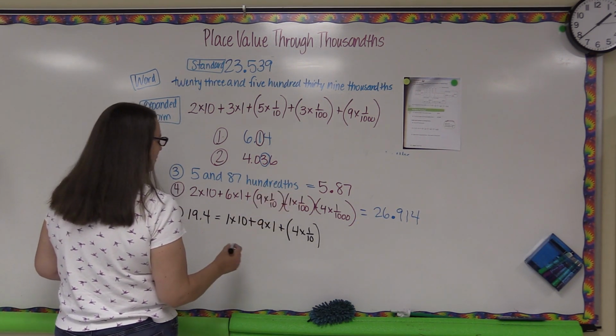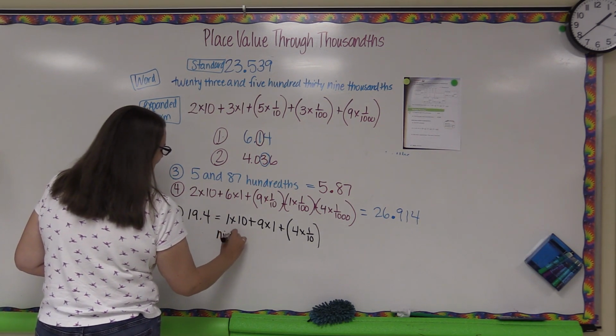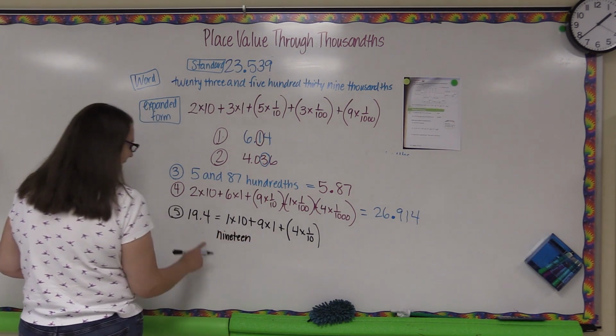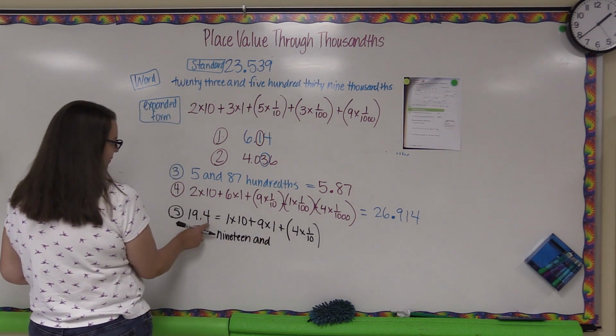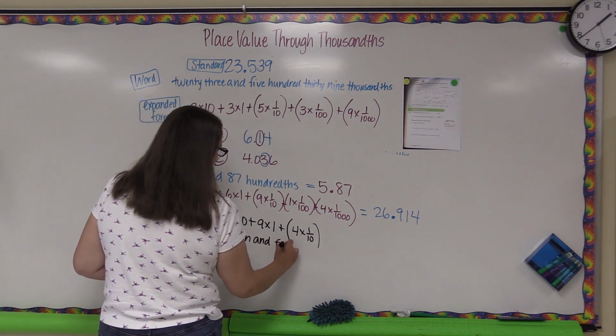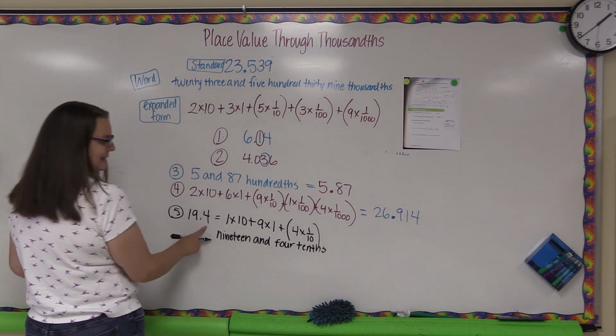Now they want it in word form. So how do we say this number? 19 and, because the and is the decimal, 4/10, because it's a 4 in the tenths place.